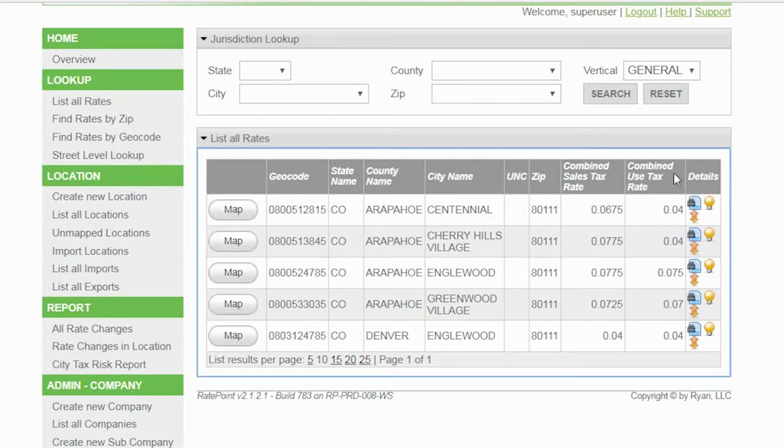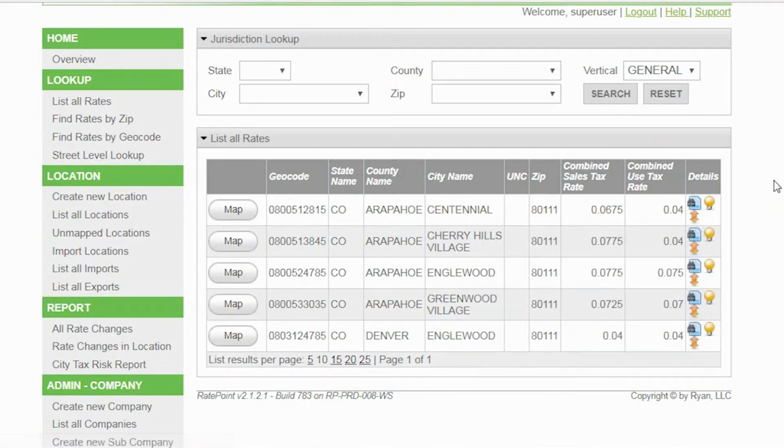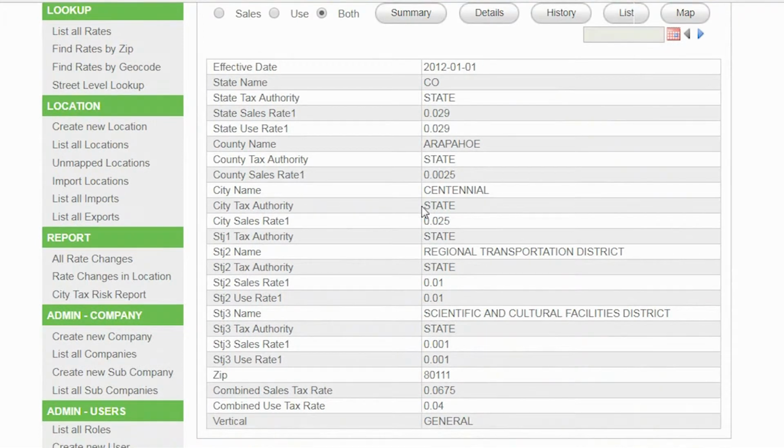To the right of those data elements, there are several icons. The light bulb icon can be hovered over to look at all the special taxing districts on a record. The vertical up and down arrow demonstrates that there are rates that deviate from the general sales and use tax rates for different verticals that RatePoint supports. Finally, the binoculars will give you detailed analysis of the rates broken out by its component parts.